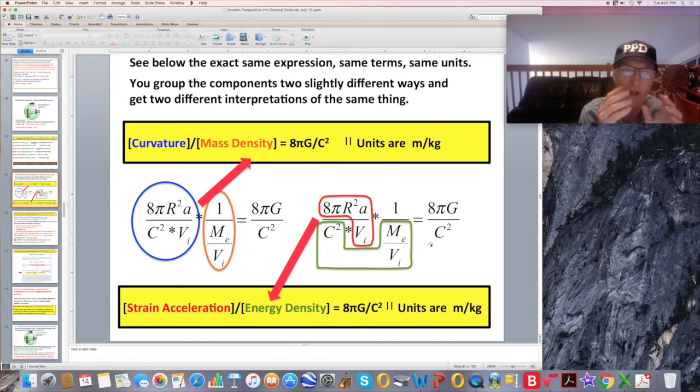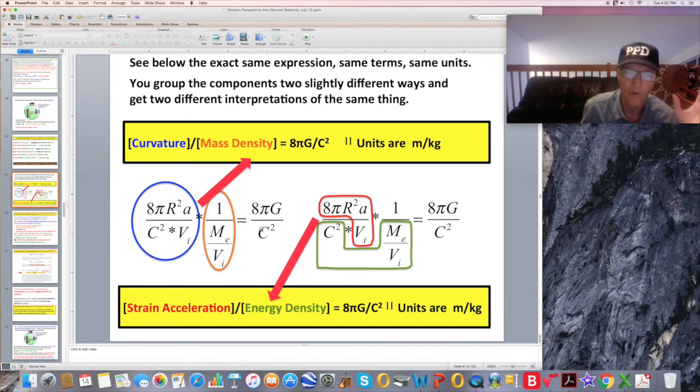Well, it turns out if you make a slight difference in the way you group the existing components, just group them, you're not changing anything. Didn't multiply by anything. Didn't divide by anything. You just associated them differently. You group the components in 2 slightly different ways and get 2 different interpretations of the same thing, which turns out to be important. Let's look at the first one, the one on the left. It says 8 pi r squared times a over c squared times vi, divided by the mass density is equal to 8 pi g over c squared.